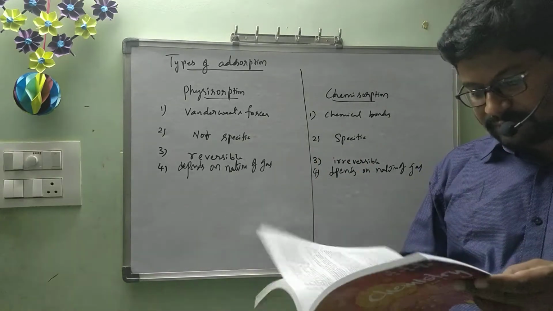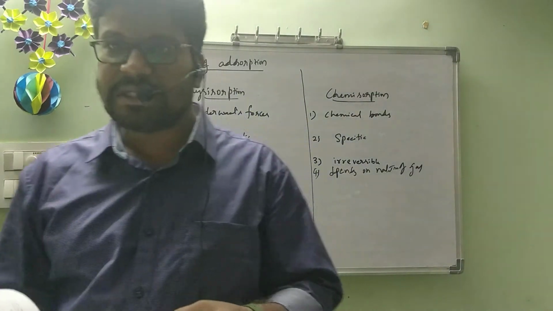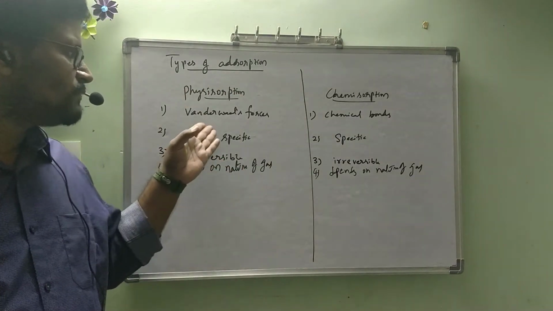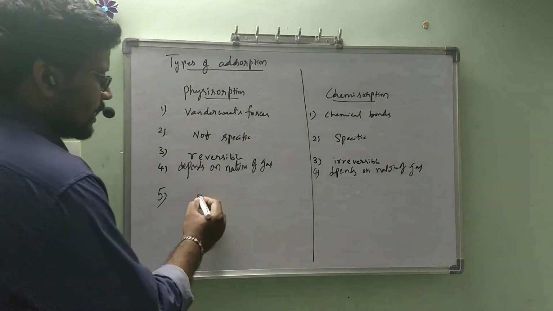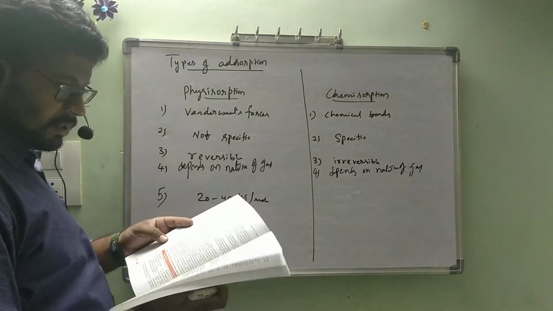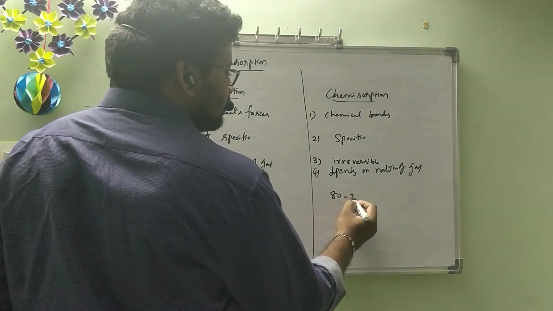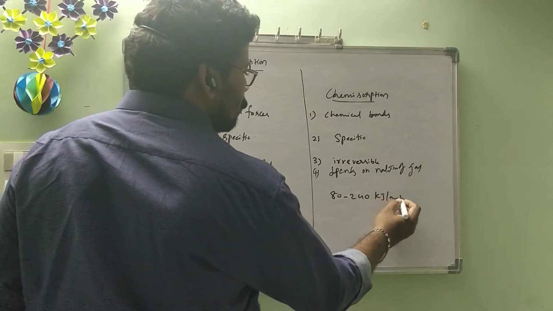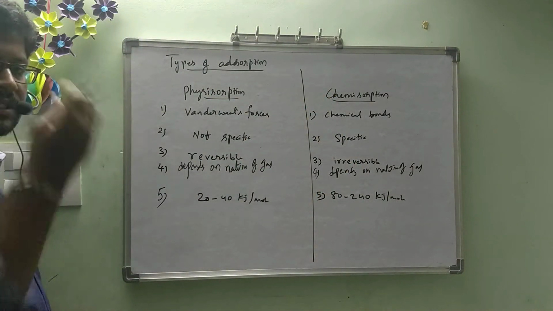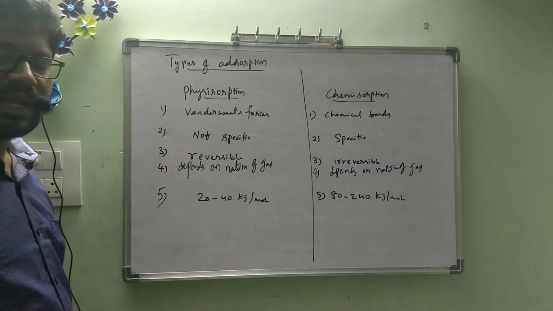Now next one, fifth one. Enthalpy of adsorption is low. Why? Enthalpy means liberation of heat energy, which is less because of van der Waals forces. It is in the range of only 20 to 40 kilojoules per mole. But here it is high. Enthalpy of adsorption is high, 80 to 240 kilojoules per mole. Why? Here chemical bonds are involved. In physisorption only van der Waals forces are involved. Weak attractions, less amount of energy. Strong attractions, high amount of energy.